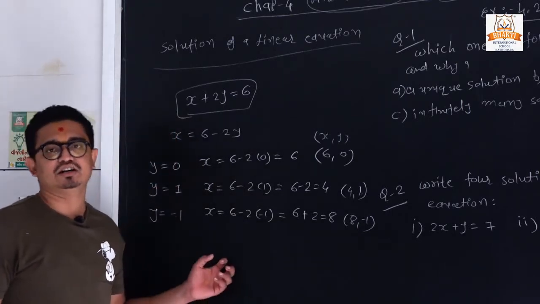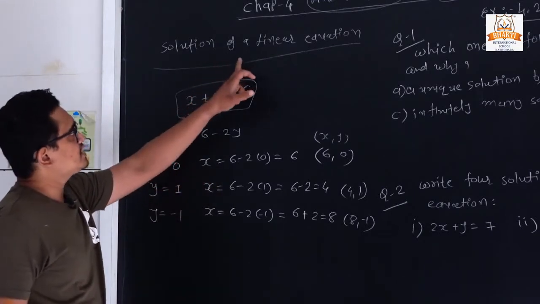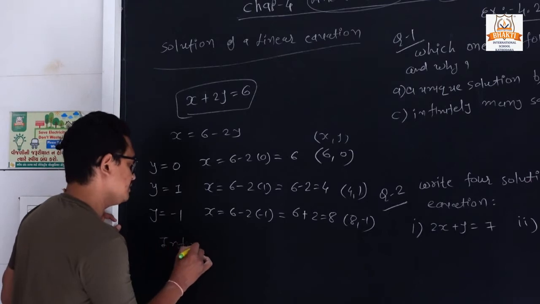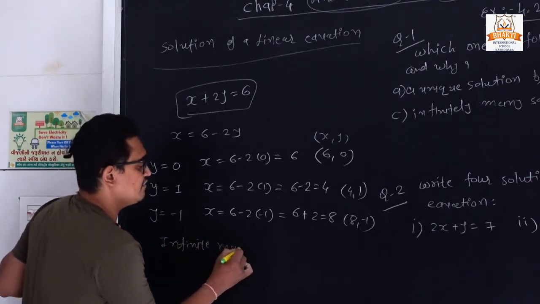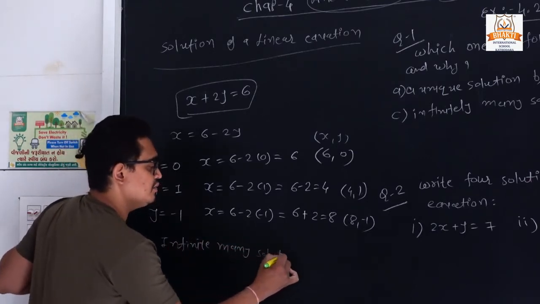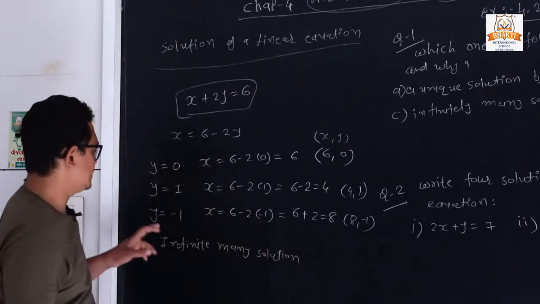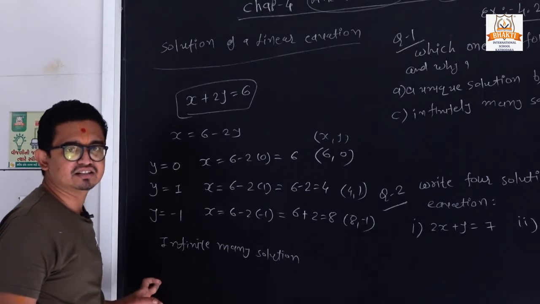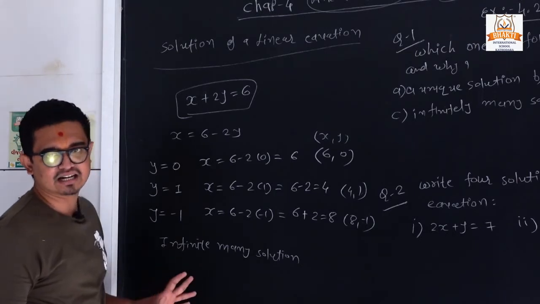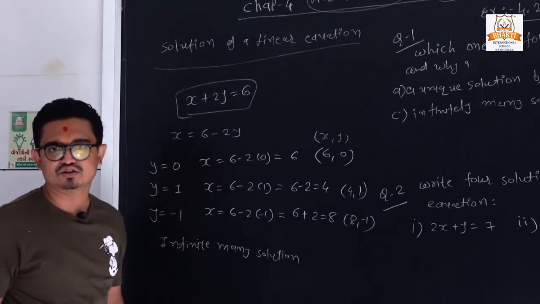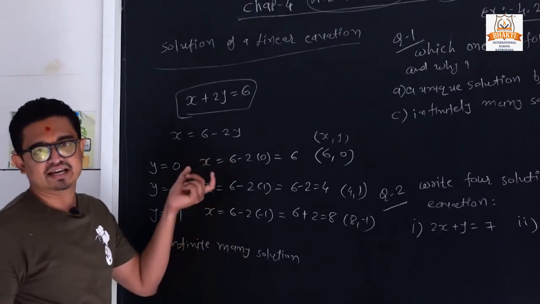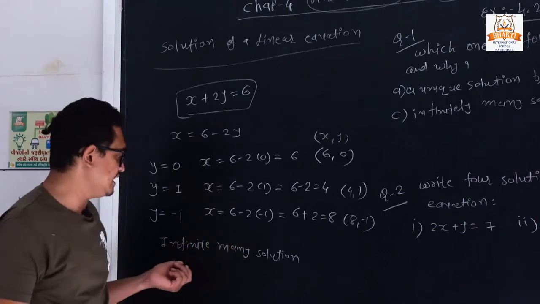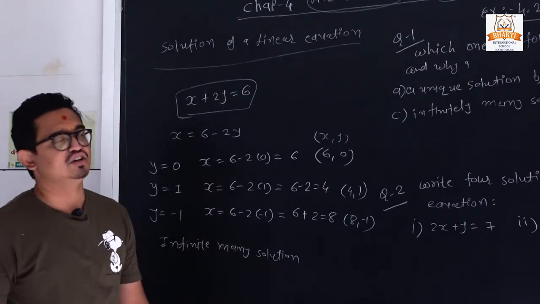So it means what? A linear equation with 2 variables has infinitely many solutions, because we can keep finding more solutions. Now we will put y is equal to 2, then y is equal to minus 2, then 3, minus 3, 4, minus 4 like that. So we have a number of solutions for one equation. So we can say that a linear equation with 2 variables has infinitely many solutions.